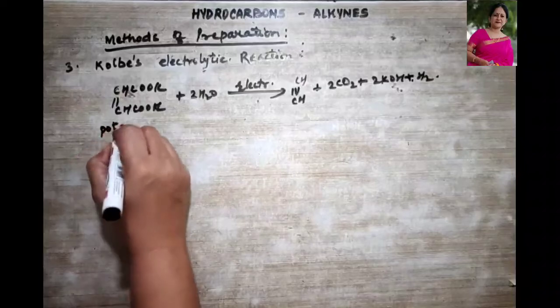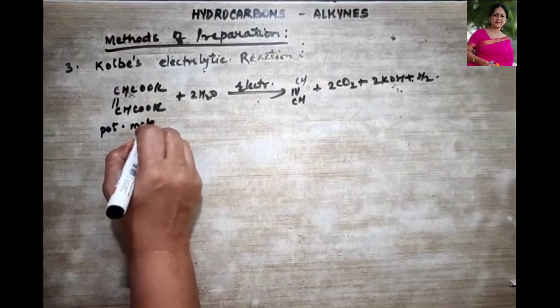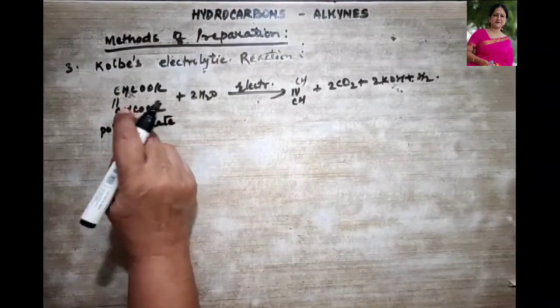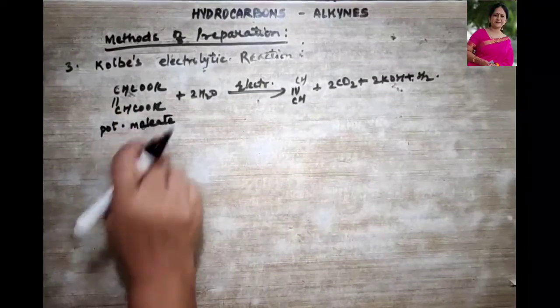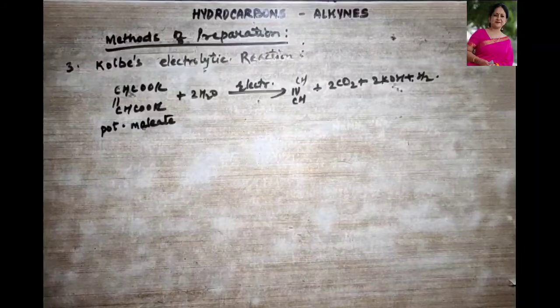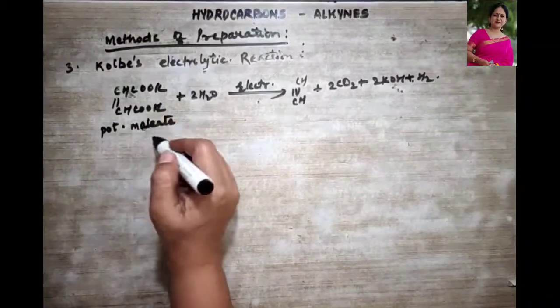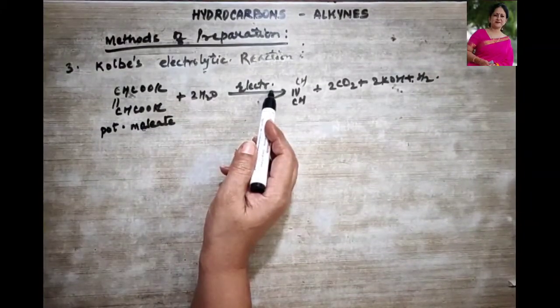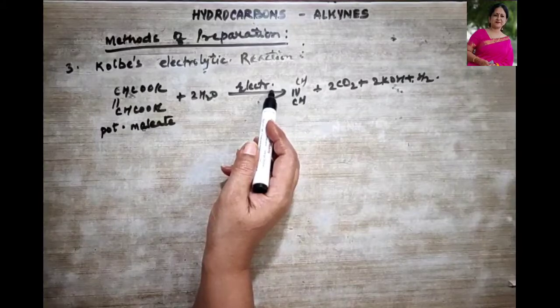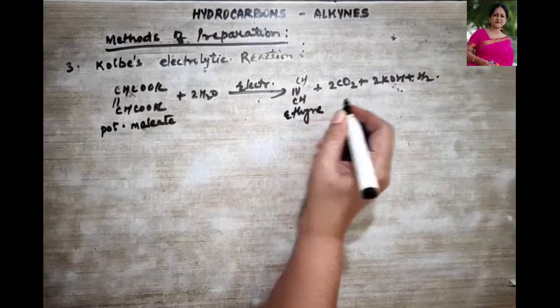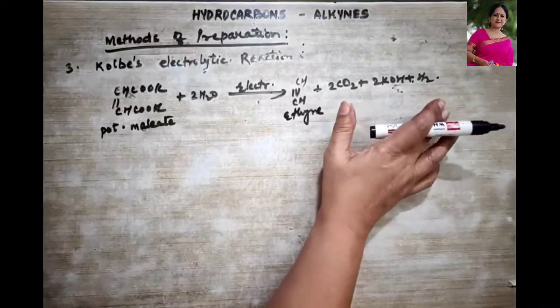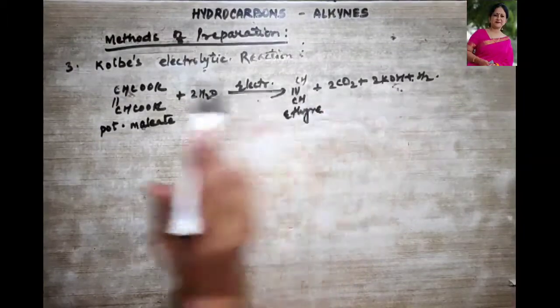So what was this? This is potassium maleate, M-A-L-E-A-T-E, I hope you can understand. So potassium maleate, when treated with water in the presence of current flowing through it, will form ethyne plus carbon dioxide, KOH, and hydrogen gas is given out.